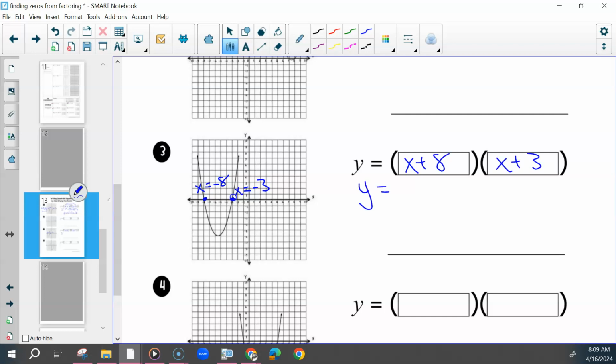Let's distribute. So we have x squared plus 3x plus 8x plus 24. And then combine like terms. What's our final equation? X squared plus 11x plus 24.